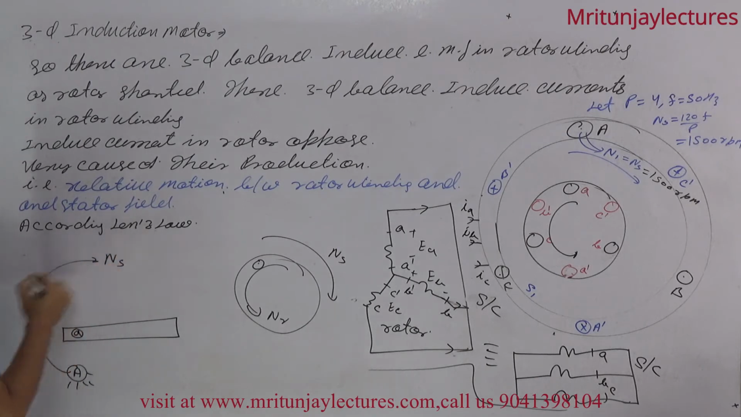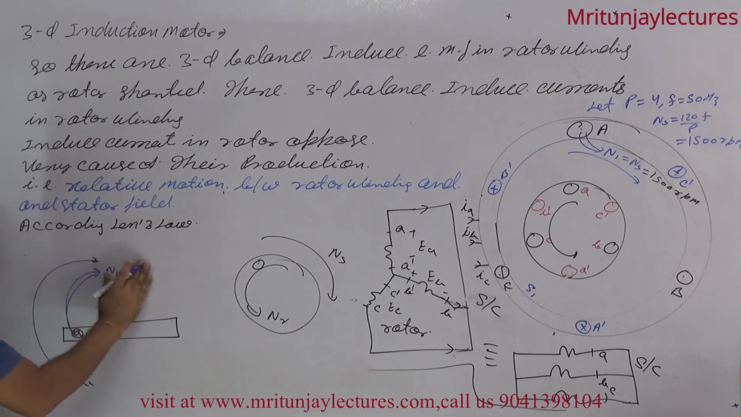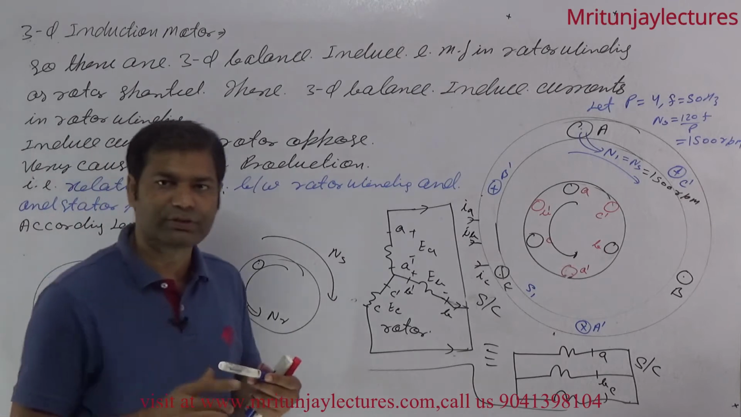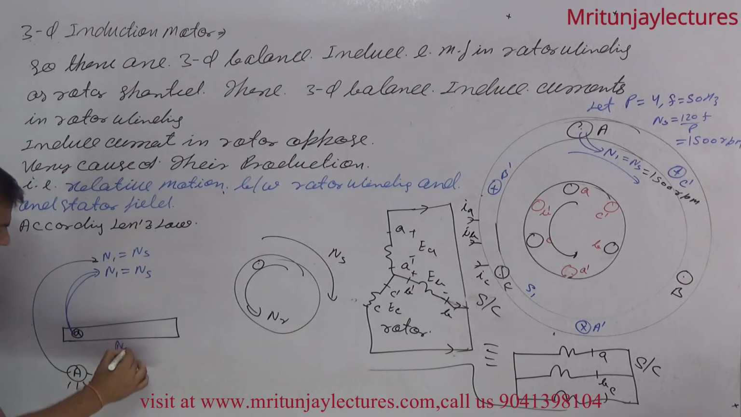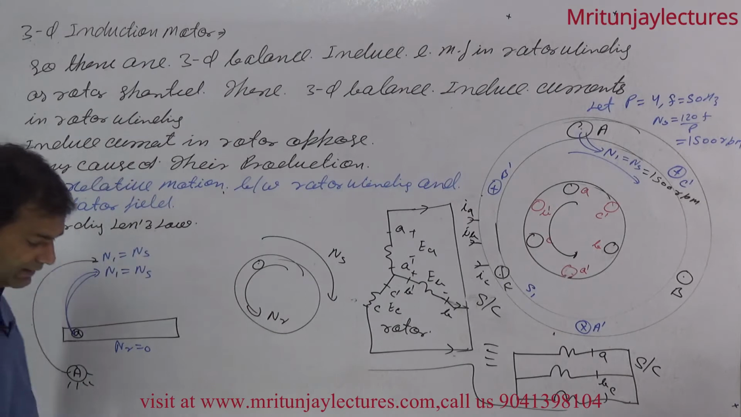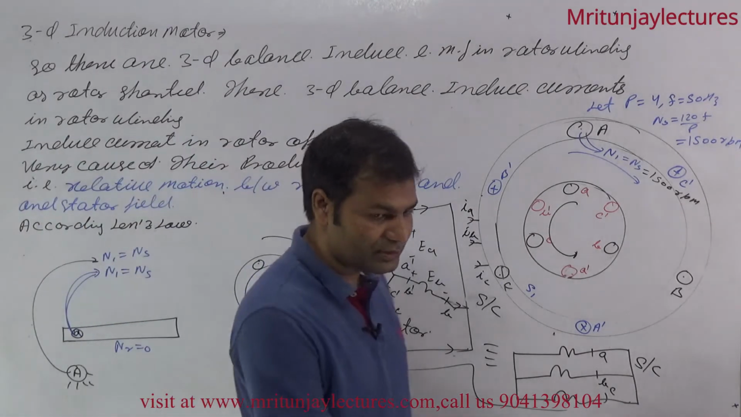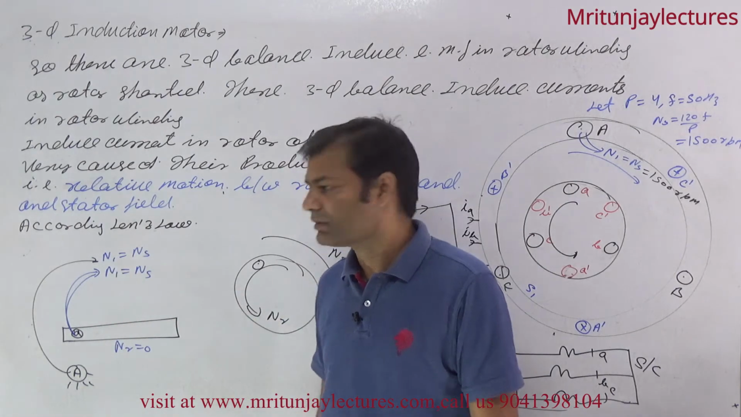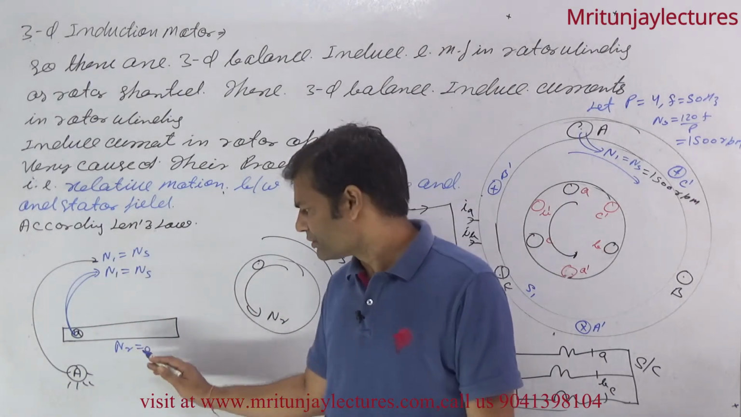Stator field Ns, stator field Ns. If the rotor is not rotating, then this one is N1, like Ns. Clear? If the rotor is not rotating, meaning Nr is equal to 0, then you sit on the winding. Then the relative motion between the stator field and the rotor winding is simply Ns, because the rotor speed is 0.